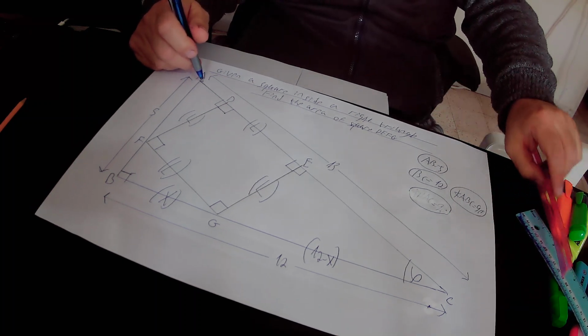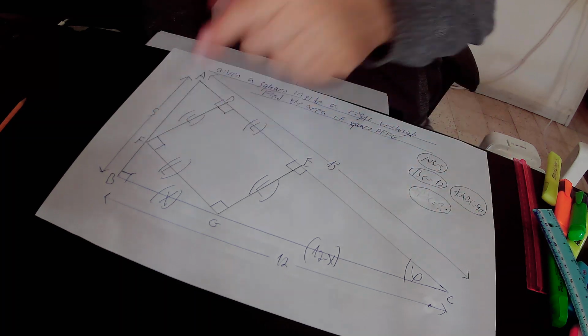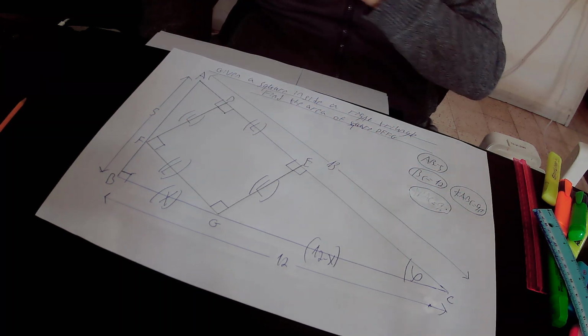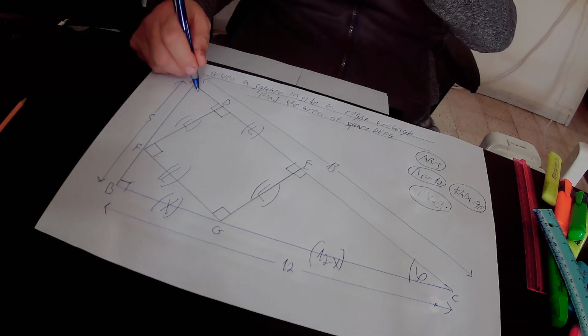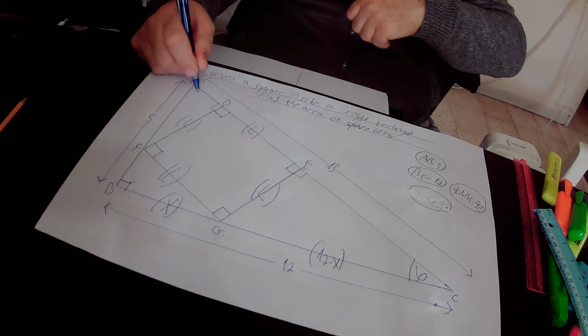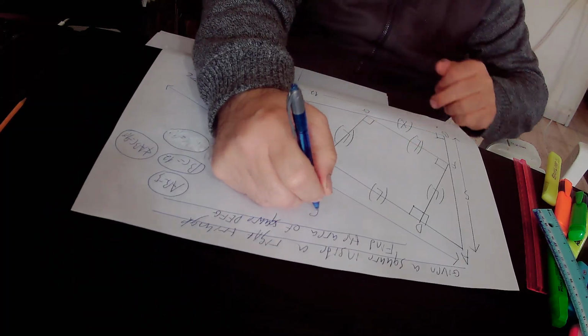Why? Because 90 degrees minus alpha plus alpha is 90 degrees, and 90 degrees plus 90 degrees is equal to 180 degrees. That is the sum of the angles in any triangle. So therefore, the missing angle here must be equal to 90 degrees minus alpha. We define 90 degrees minus alpha as beta.